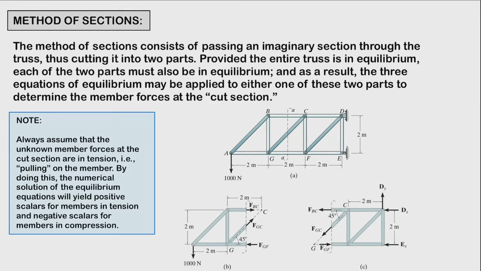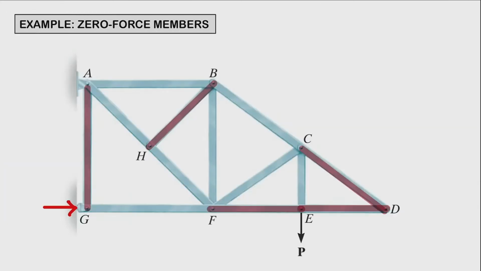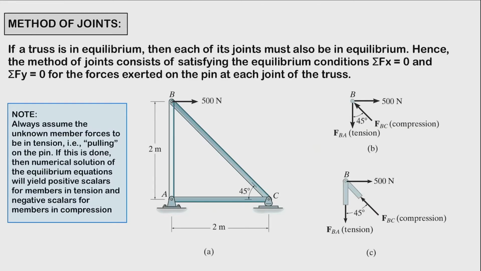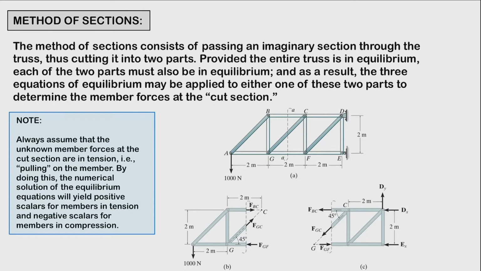Alright? So since we have two methods, typically we use the method of joints when we are going to solve for all the member forces of our truss, and we use the method of sections when we're only interested in certain members of our truss.